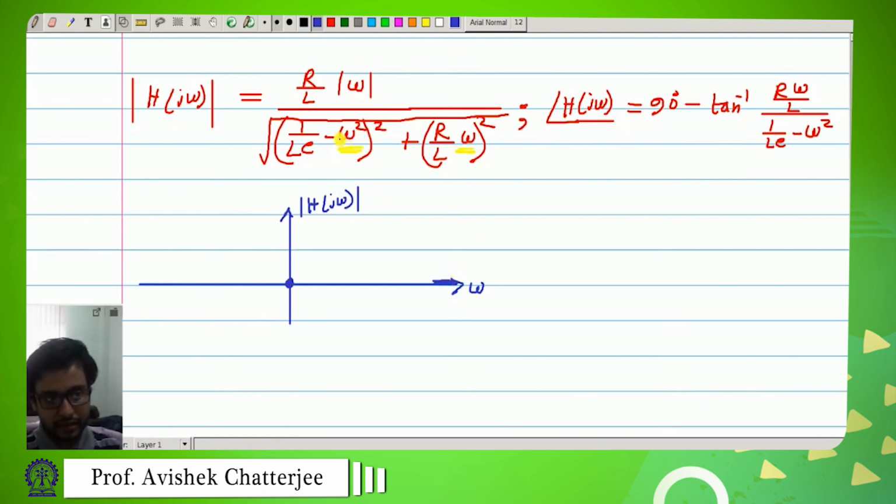And somewhere in between, when omega square is equal to 1 by LC, that means omega is 1 by root LC, then this term will be 0, this will vanish, and from here you will get one omega term in the denominator, and there is 1 omega in the numerator. They will cancel and you will get some finite number. So near this point you will get some finite gain. Do it thoroughly, you will realize that.